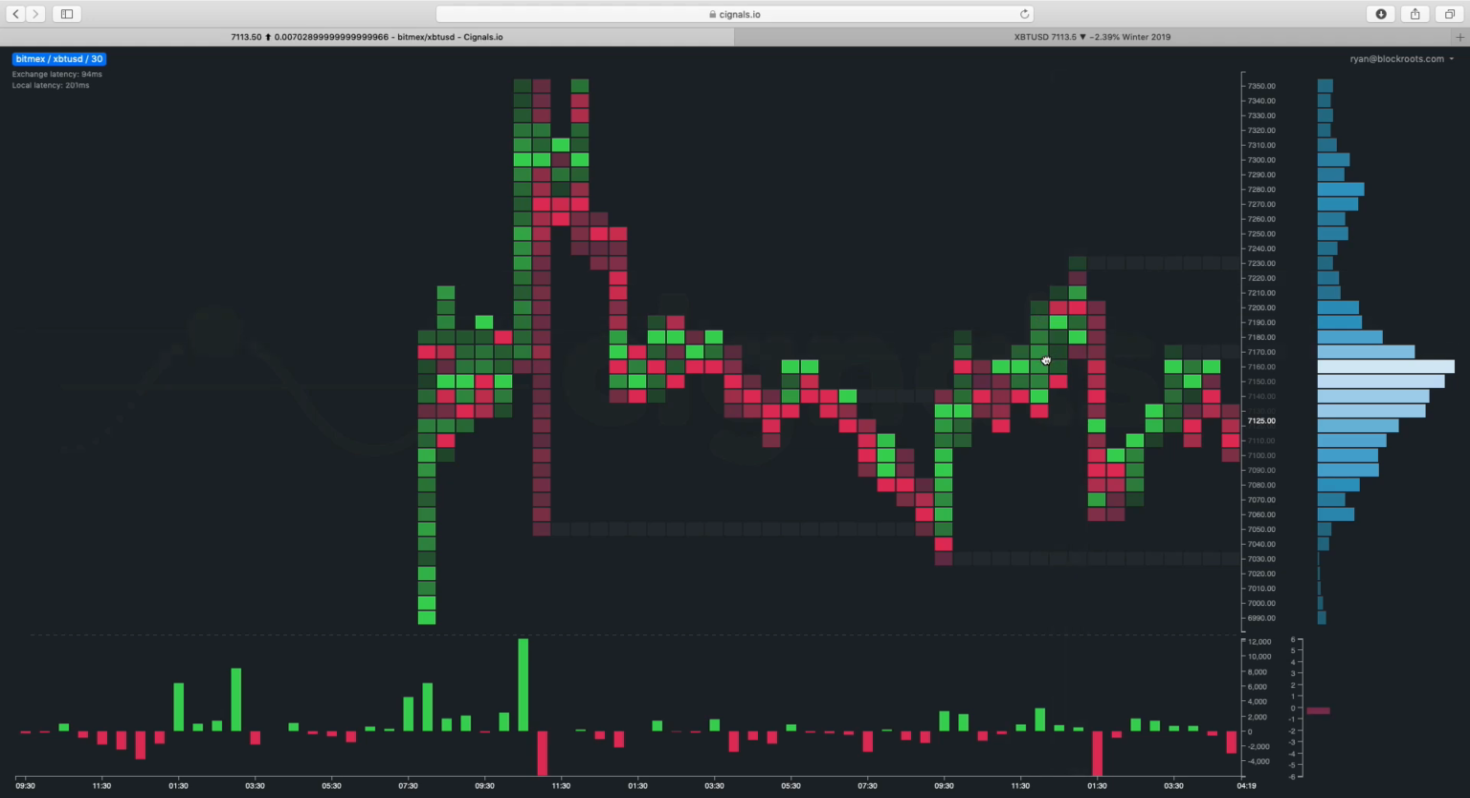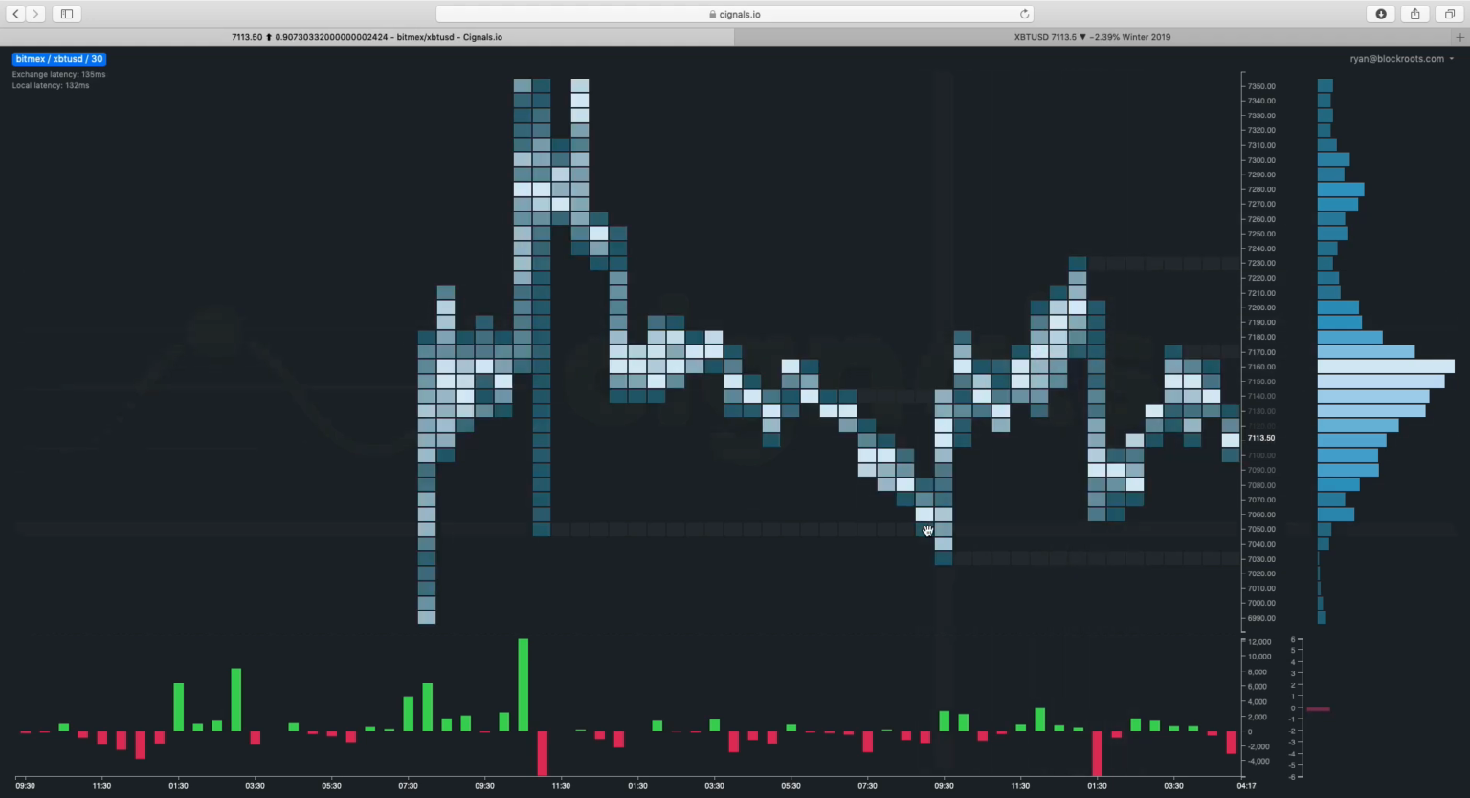If we click again, what we'll see is just volumetric data. So it doesn't show buyers at the offer or sellers hitting the bid. It just shows where a majority of the volume took place. At the bottom is your delta, your cumulative volume delta over the course of time, and this is going to be useful to scalpers.